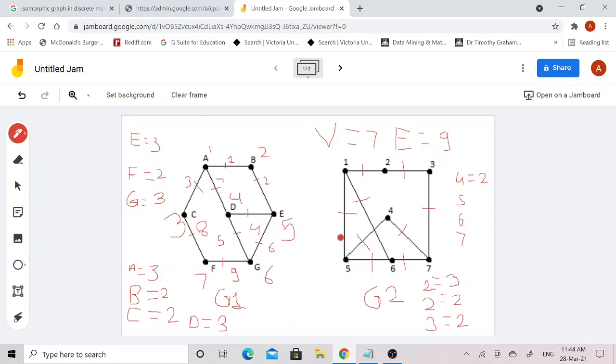Node 5 is connected with total number of 3 edges. So the degree of vertex for node 5 is 3. Node 6 is connected with 3 edges. So the degree of vertex for node 6 is 3. Node 7, there are 3 edges connected to the node 7. So the degree of vertex for node 7 is 3.